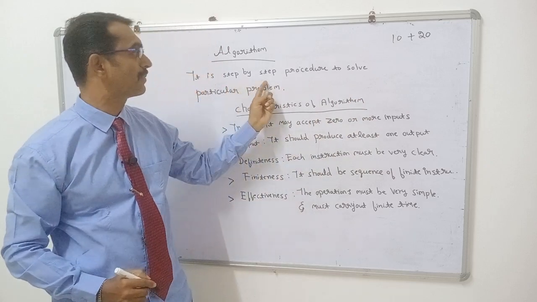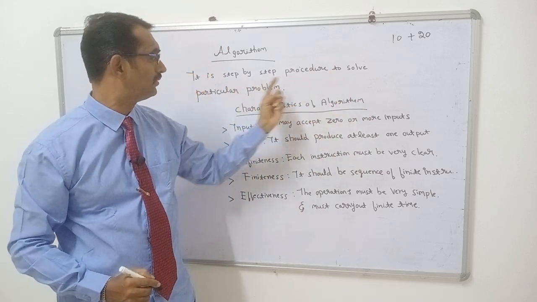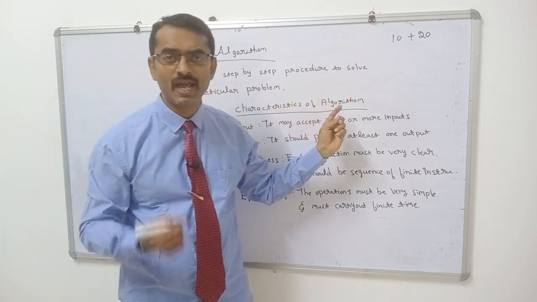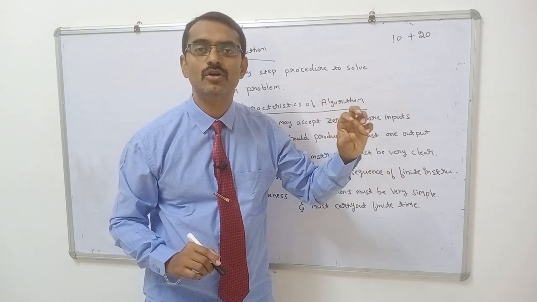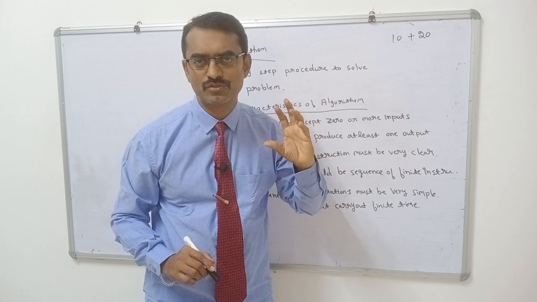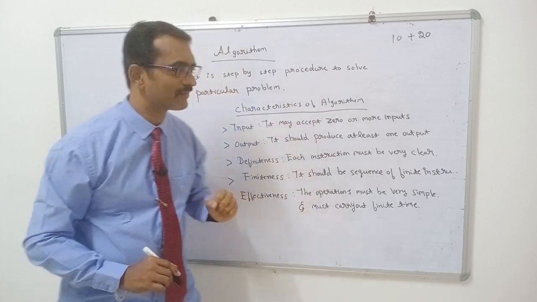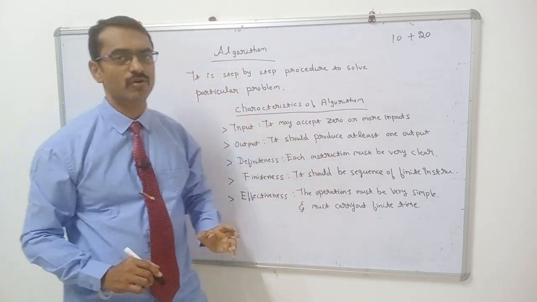A step-by-step procedure to solve a particular problem. See, I am talking about a particular problem here. That is what? Sum of two numbers. Did you understand, students? Let us go to the characteristics of algorithm.